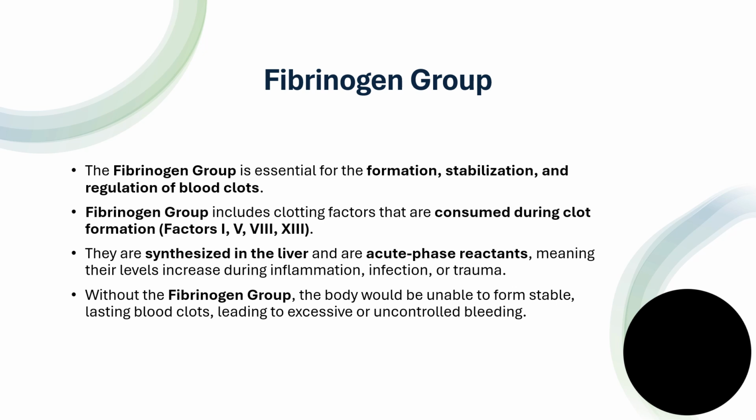And because these factors are completely used up during the clotting process, they are called acute phase reactants, meaning that their levels will increase during inflammation, infection, or trauma. And really, within this group, thrombin converts fibrinogen into fibrin, forming that structural scaffold of the clot.